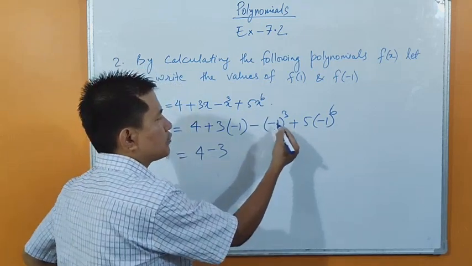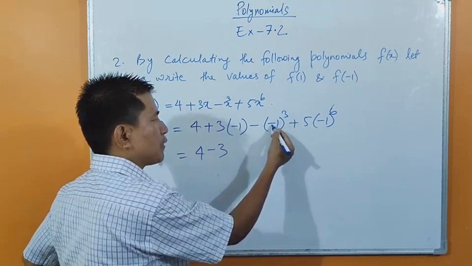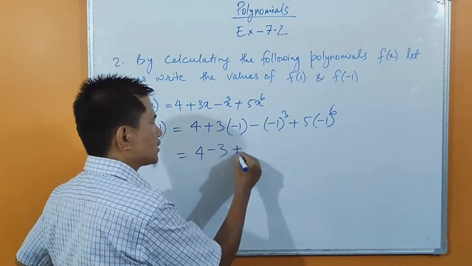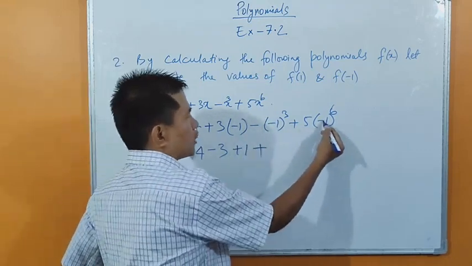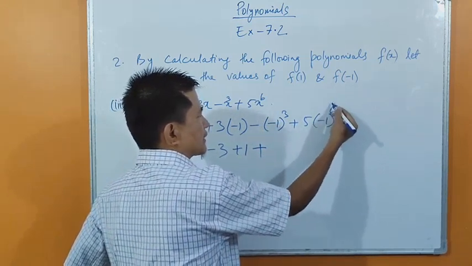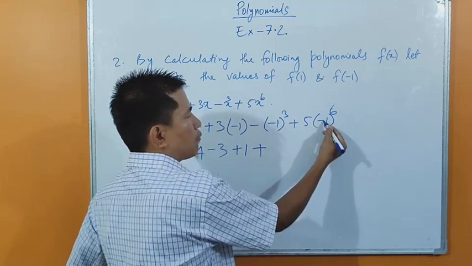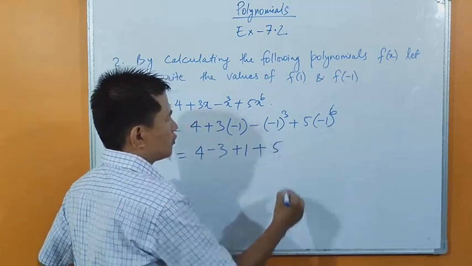Okay, minus 1 cubed is minus 1 because the power is odd. So minus 1 cubed is minus 1. So minus into that minus is plus. And 1 cubed is 1 plus minus 1 to the power 6. 6 is an even number. So minus 1 to the power 6 becomes plus 1. Plus into this plus is plus. 5 into 1 is 5. I hope you got this.